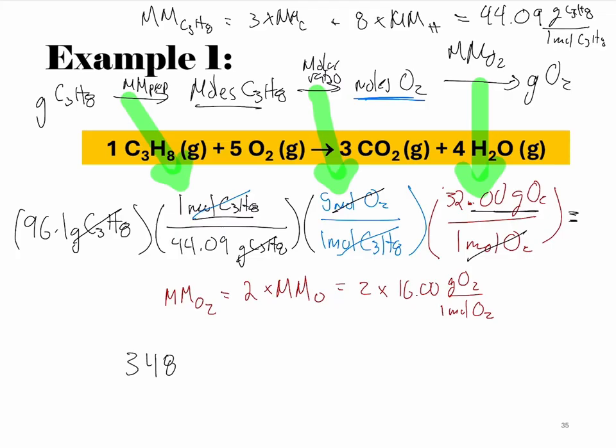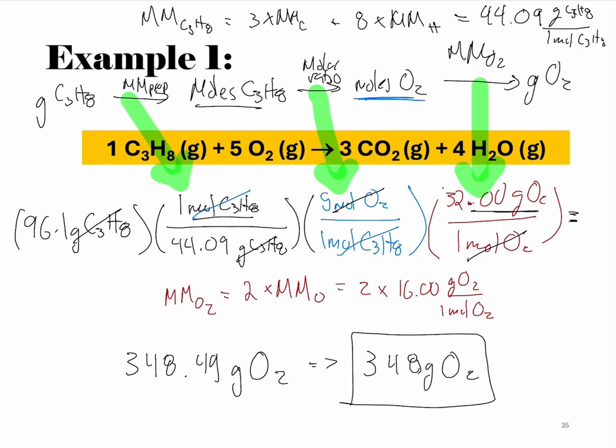348.49 grams of O2. And if we were to simplify that, it would just be 348.5. No, 348 grams of O2 if we were to use sig figs.